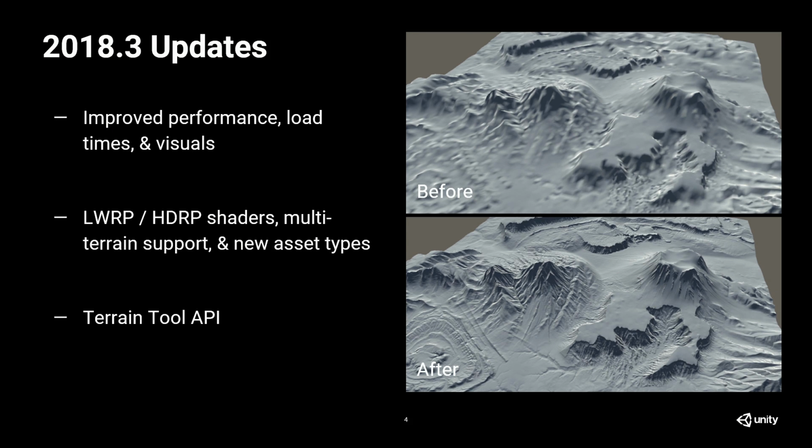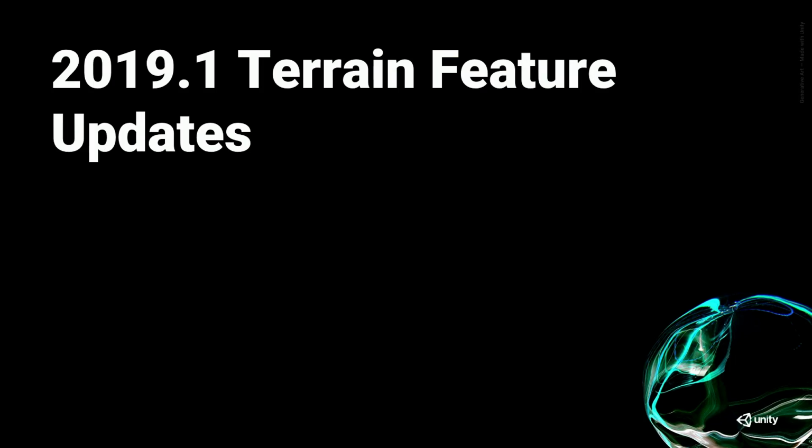Now, another big update that we released in 2018.3 is the ability to script your own terrain tools using our terrain tool API, which runs on an HLSL backend for brush compositing. So 2018.3 was a great step forward for the terrain system, but we wanted to keep the ball rolling. So for 2019.1, we're offering a set of terrain tools built off of the API, as well as quality of life and user experience improvements for the existing brushes.